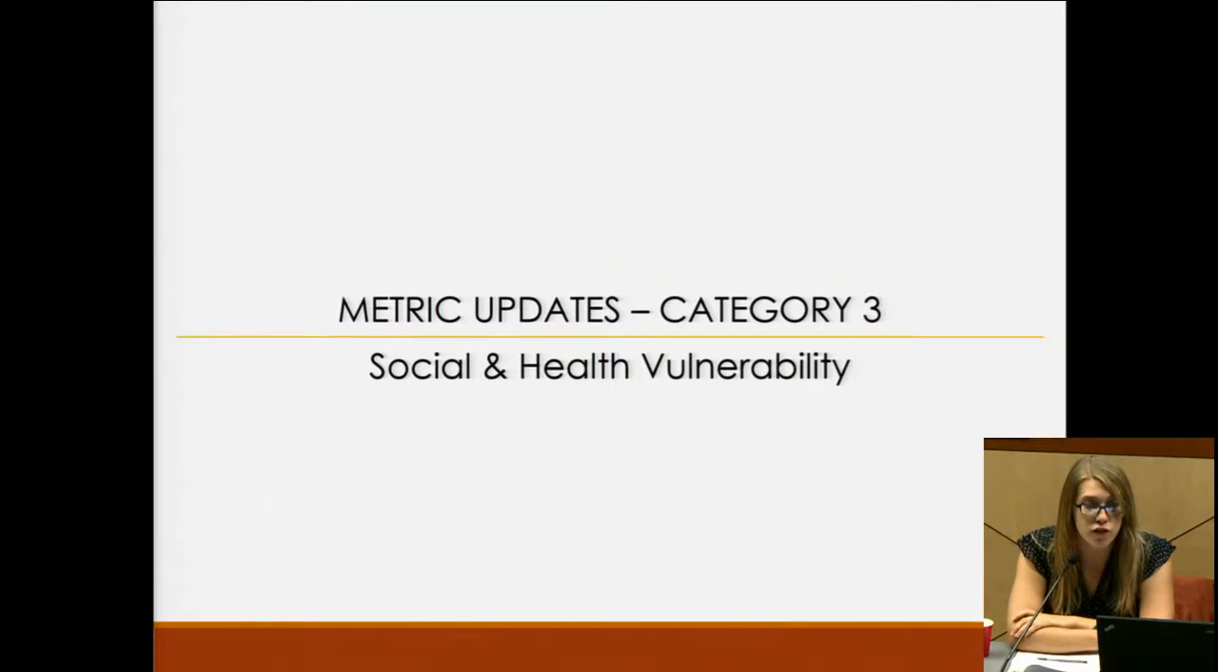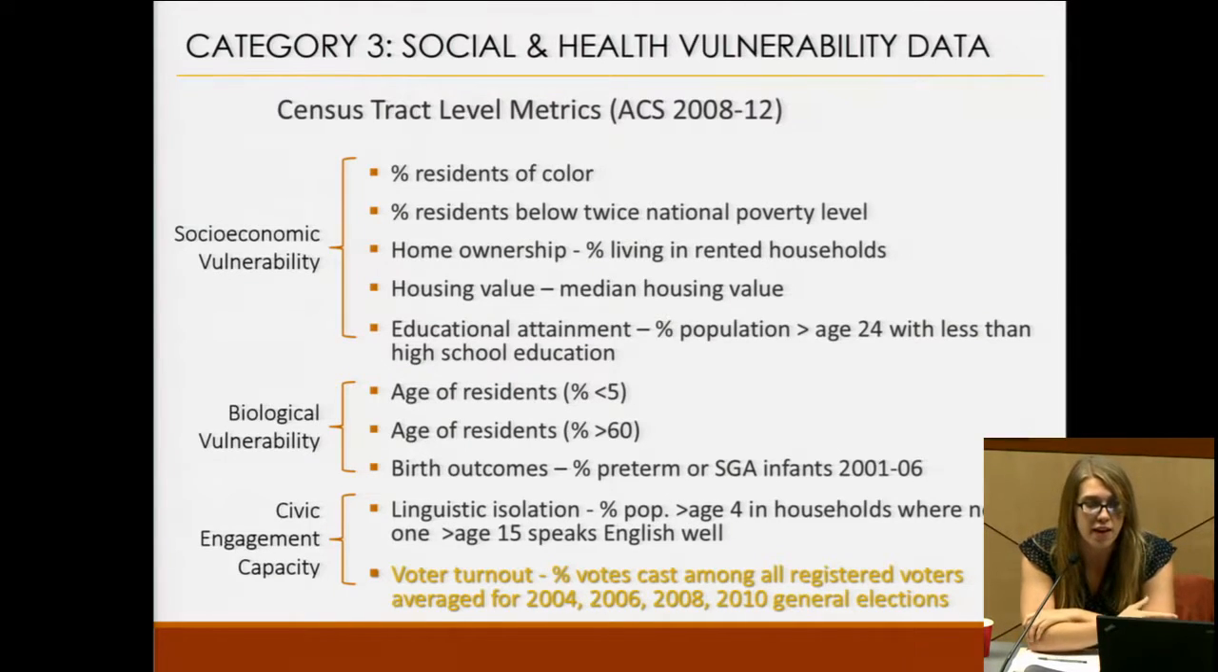So the third layer is social and health vulnerability. So we pretty much just updated the vulnerability indicators to the most recent ACS 2008 through 12. That was the most recent when we were updating it. We'll do the same for 2013. So the three buckets that we're looking at here are first socioeconomic vulnerability.